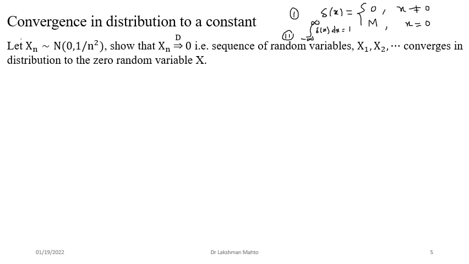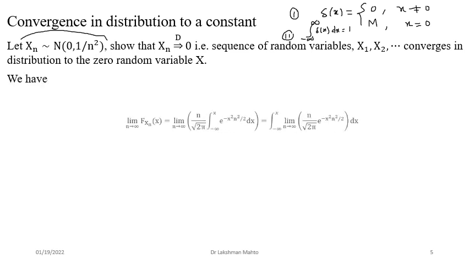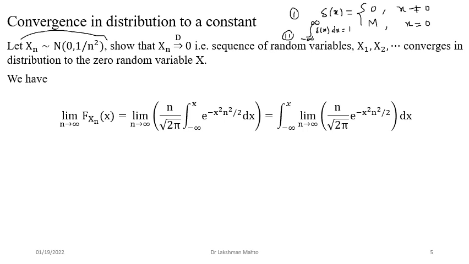So if you take this kind of distribution, a Gaussian distribution with zero mean and variance 1 by n squared, then it converges to the Dirac delta function. This is convergence in distribution, simply. Here we can easily say it is a normal distribution, so you can come up with an explicit expression for the distribution function of Xn. Then you just take the limit n tends to infinity, because now everything is open to you. Here we know that limit is interchangeable with integration, so you can take the limit inside the integral.